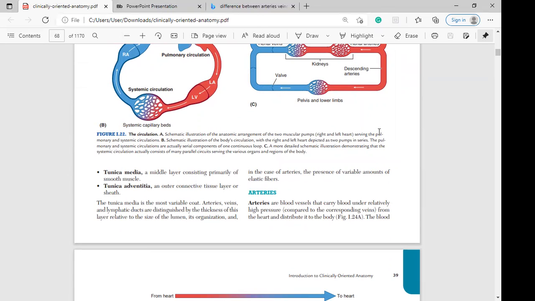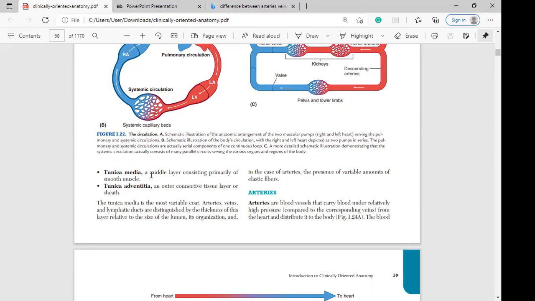Then the tunica media is the middle layer. What do you find in that middle layer? You find smooth muscles. So remember, tunica intima contains epithelial cells called endothelium, while the tunica media is made up of smooth muscles. And the tunica adventitia, which is the outermost layer of the blood vessel, contains connective tissue. It is the connective tissue layer, a sheet for protection. So that is what you need to know.